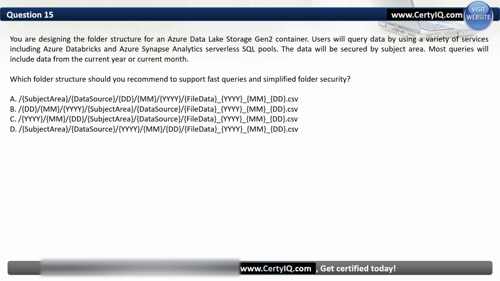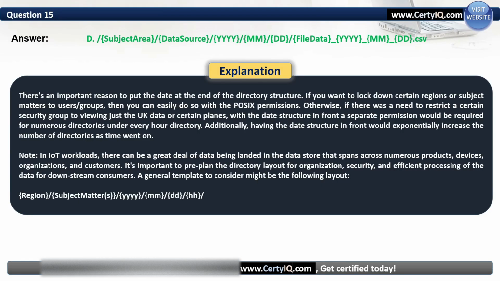The correct option is D: /subject area/data source/year/month/date/file data_year_month_date.csv. There is an important reason to put the date at the end of the directory structure. If you want to lock down certain regions or subject matters to users or groups, then you can easily do so with POSIX permissions.